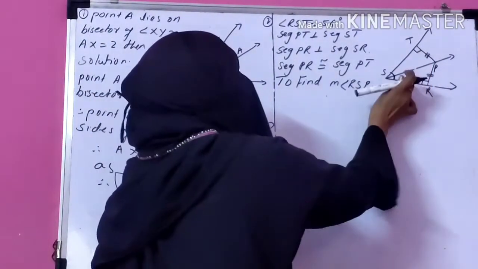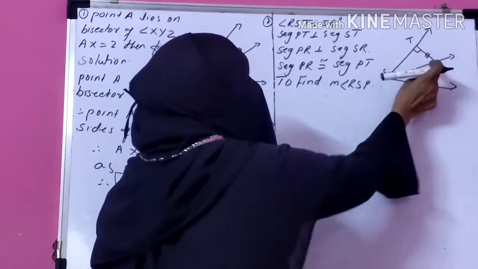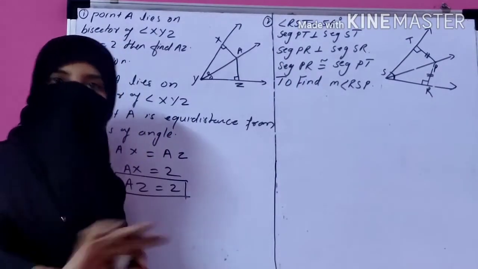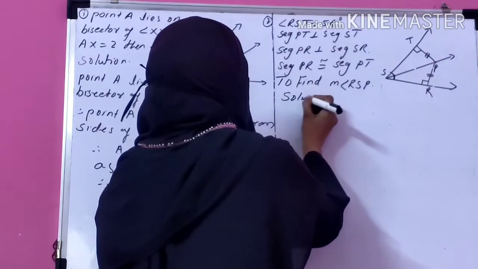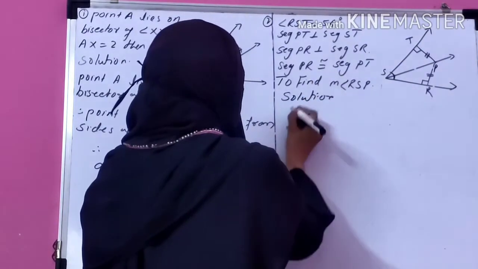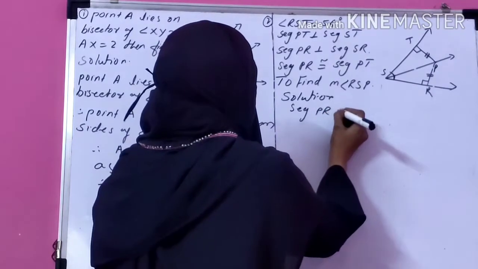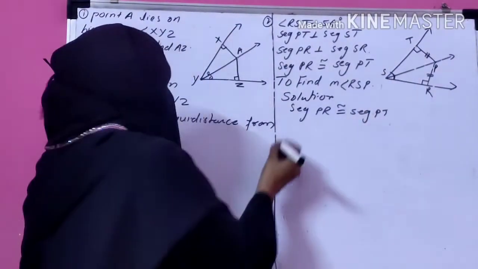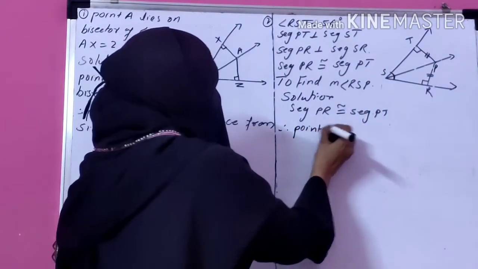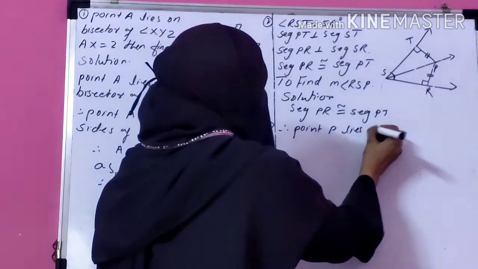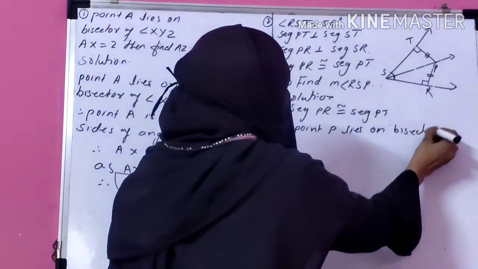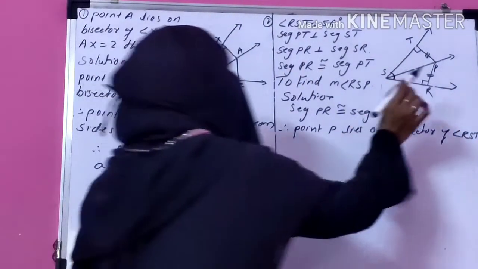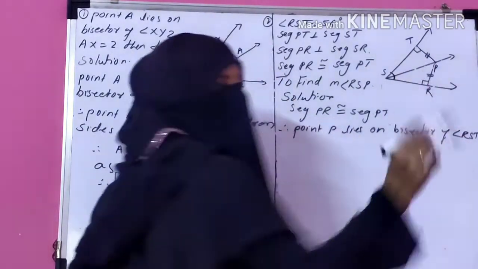Okay. If the whole angle is 56 degrees, then your angle RSP is half of 56, because the bisector divides the angle into half angles. Okay. So let's start your solution. Solution says that segment PR is congruent to segment PT. If PR and PT are congruent, so therefore point P lies on the bisector of angle RST. Why? Because the distance of point P from the sides of the angle are equal.